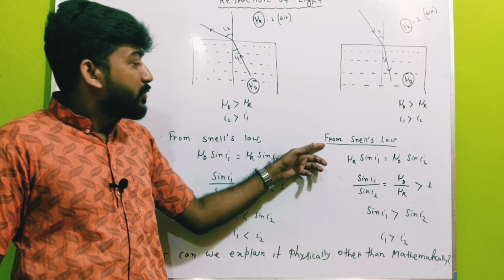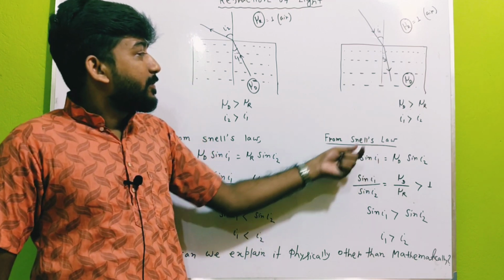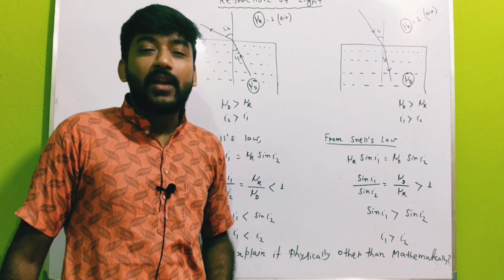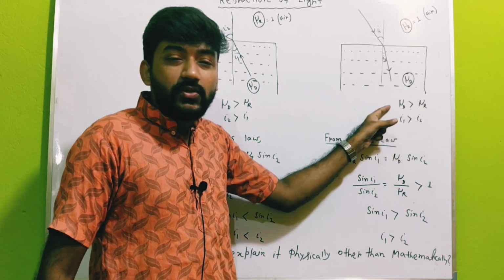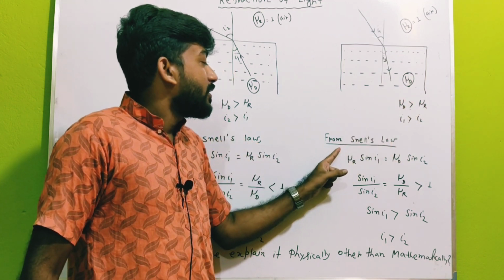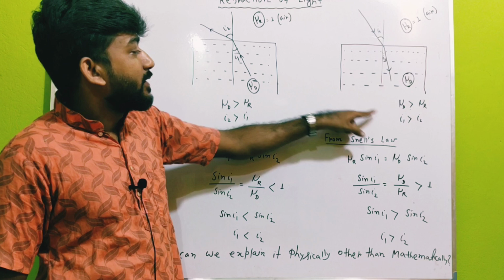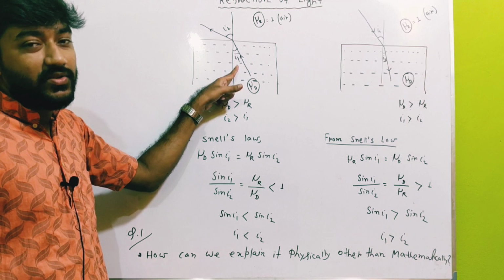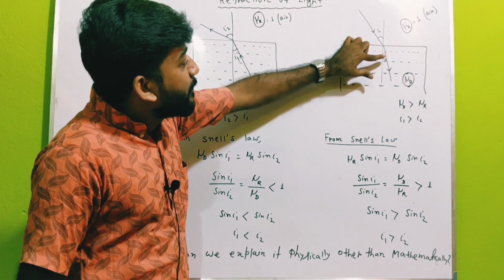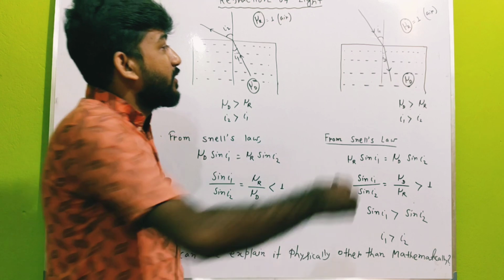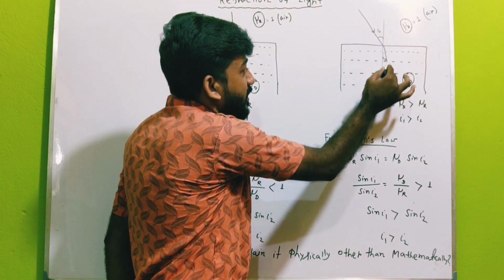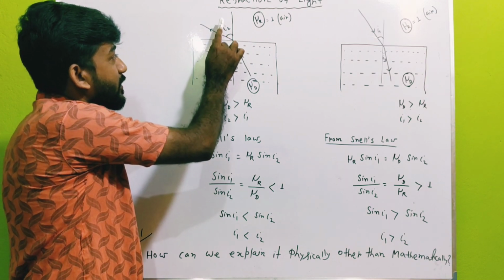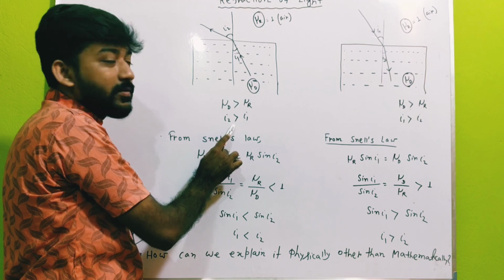Mathematically, using the help of Snell's law and the basic fact that the refractive index of denser medium is greater than the refractive index of rarer medium, that is mu d is greater than mu r, we can easily prove that I1 is greater than I2 here and I2 is greater than I1 here, which is our task. That is obvious because when the light ray bends towards its normal, the incident angle I1 must be greater than I2, and when it bends away from the normal, the refracted angle I2 must be greater than I1.